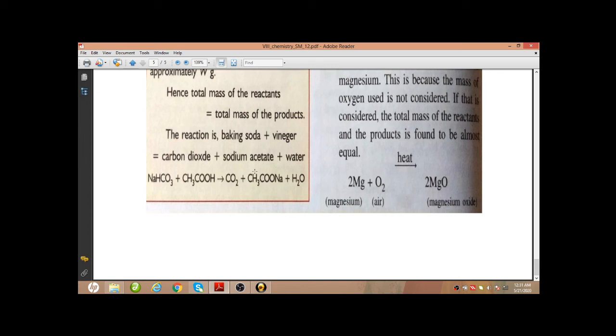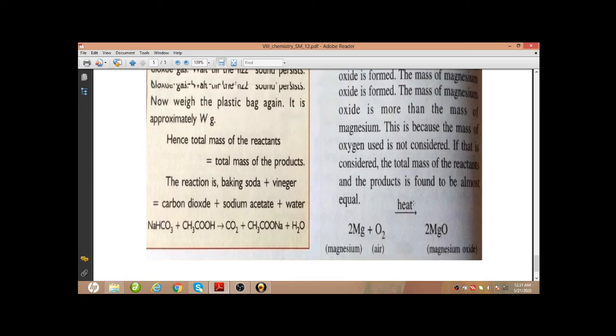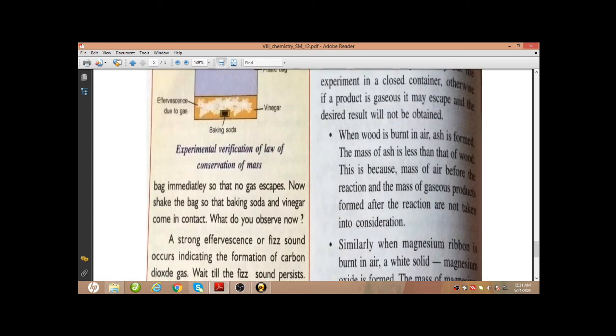Now after this reaction, again we will take the weight of the plastic bag, and we will find that the mass of the plastic bag before the reaction and the mass of the plastic bag after the reaction are both equal. So here also the law of conservation of mass is verified.